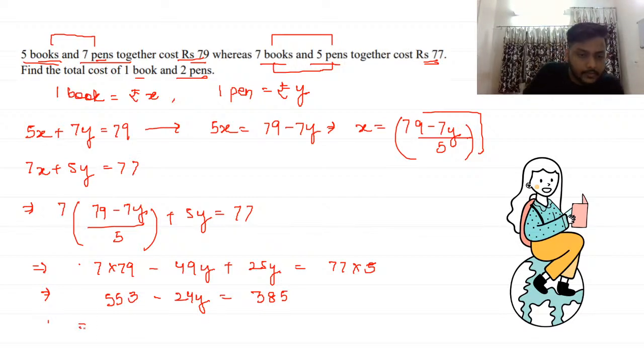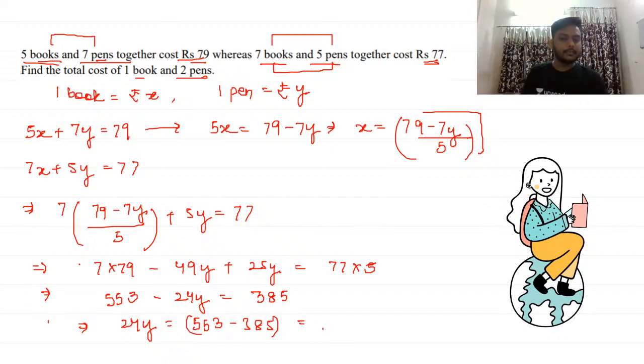Now if you see, finally you will be having minus 24y equal to what, guys? 553 minus 385, and this will give you what? If you calculate that, that will give you 168. 168, that is what you got, correct?